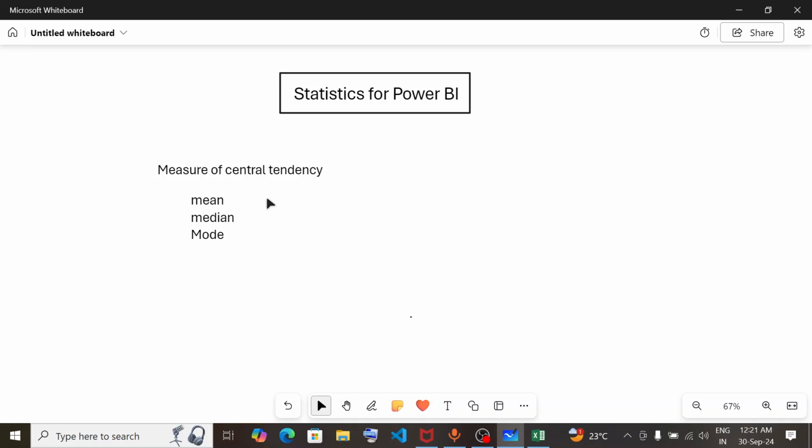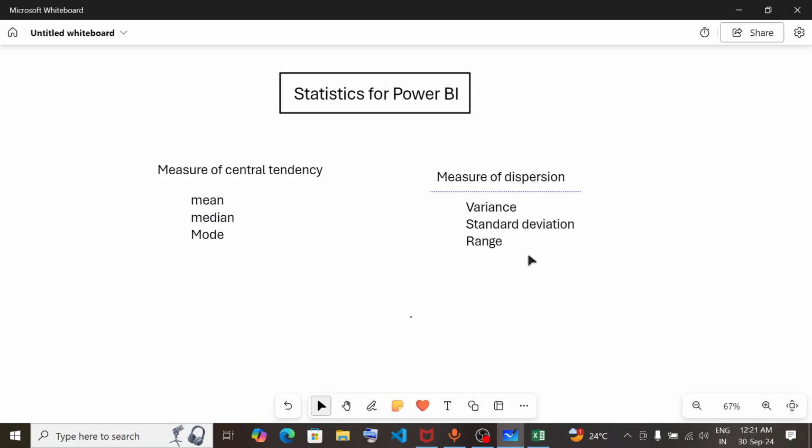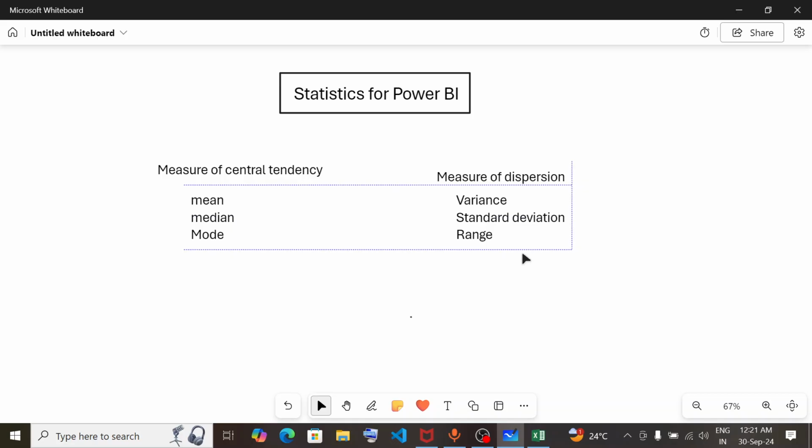Then, apart from the measure of central tendencies, we will study the second part, which is measure of dispersion. In measure of dispersion, we will study the three main measures of dispersion, which are variance, then standard deviation, and third, range. So the three main measures of dispersion will be variance, standard deviation, and range.